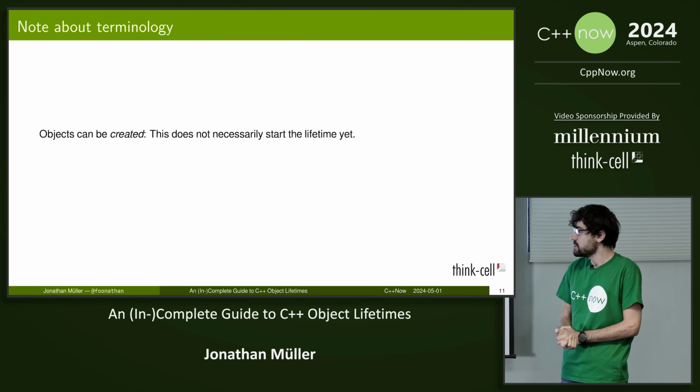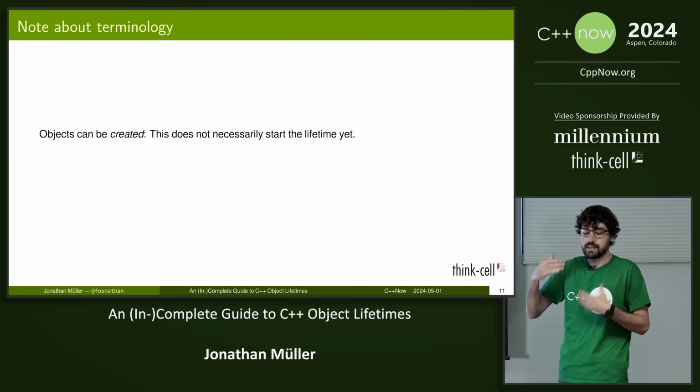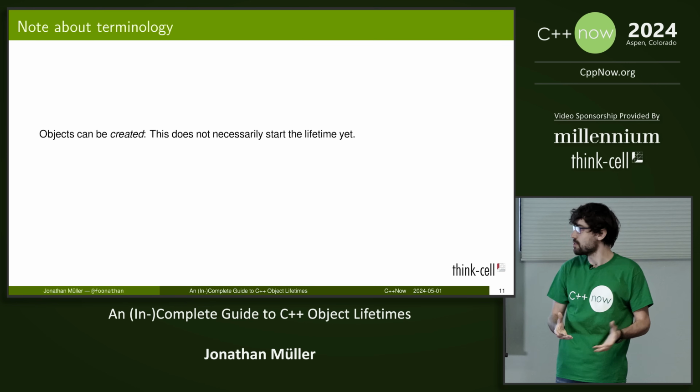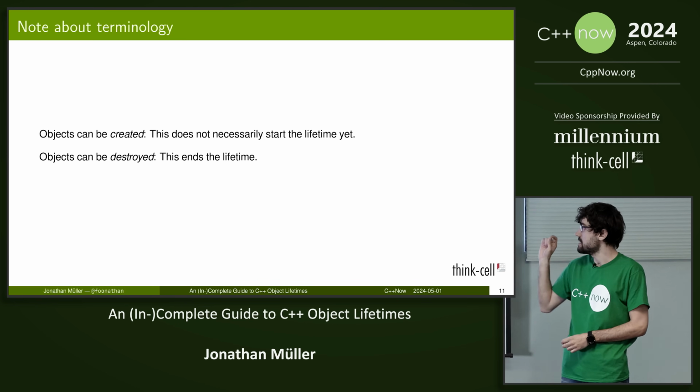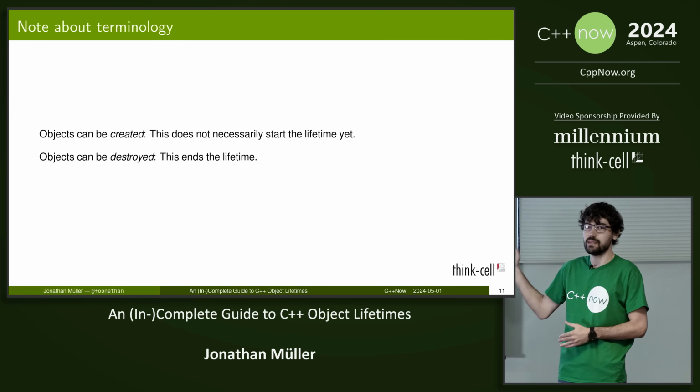Now, a note about terminology. In the standards, it says that objects can be created. This does not mean that their lifetime starts. It simply means that now we've got a thing with a bunch of properties that we can talk about. However, the standard also says that objects can be destroyed, and this is actually an operation you do on an object, and this actually ends the lifetime.